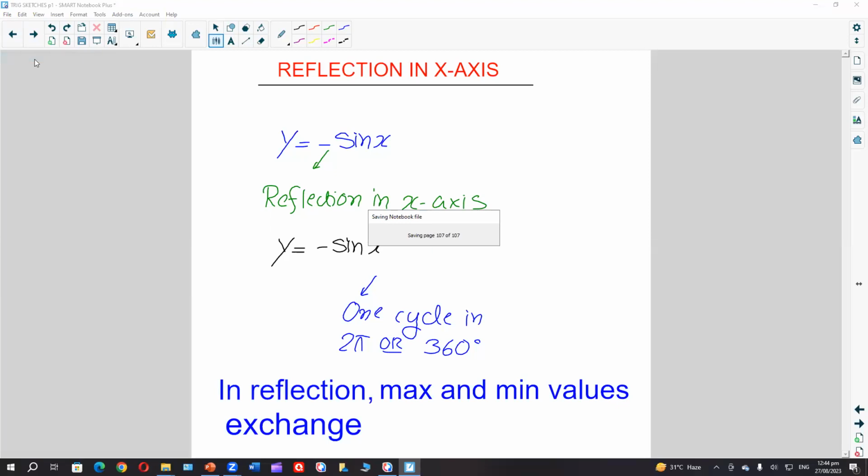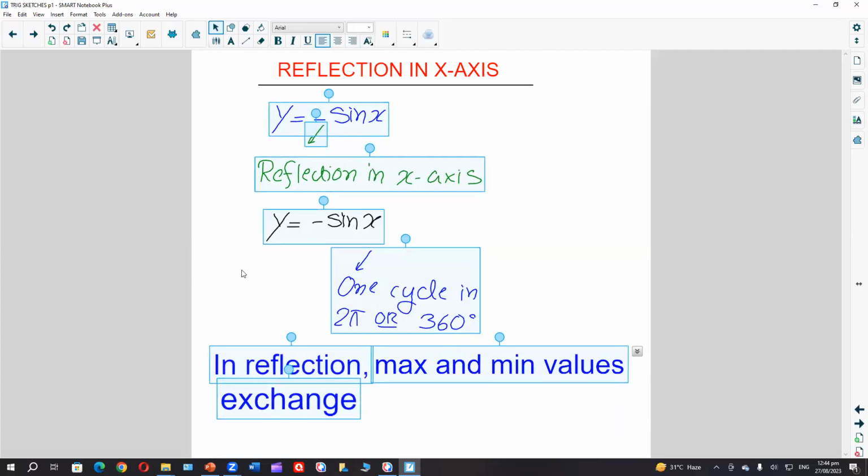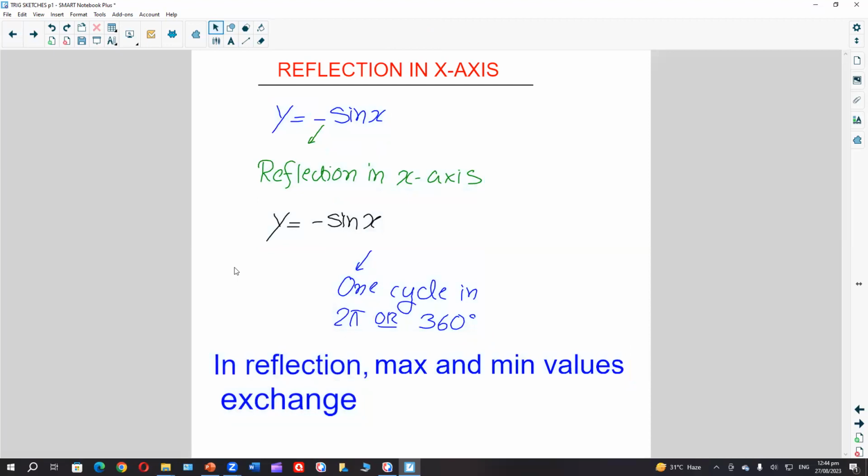Reflection means a negative sign. When you are reflecting in the x-axis, there should be a negative sign in the function. So in reflection, you have to look for a negative sign. I repeat the concept: when there is a negative sign in the function, it means it is a reflection. Can you repeat the concept? How in the paper will you know that this is a case of reflection? You will find a negative sign. Yes, good. Now you have to copy this screen.